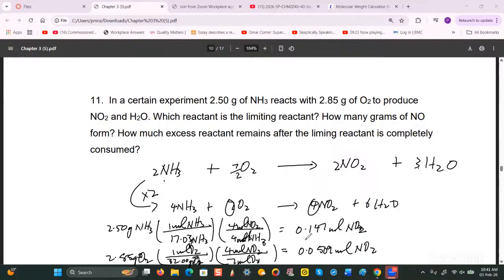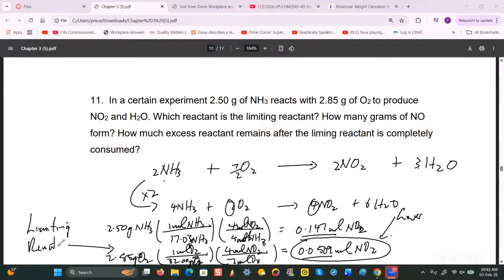32.00 grams, right? Okay, so at this stage, what we do is compare these two numbers, and we decide which one has the lowest value. And the answer is this one right here, right? Because this one has the lower value, that means that the oxygen would be the limiting reactant. All right?